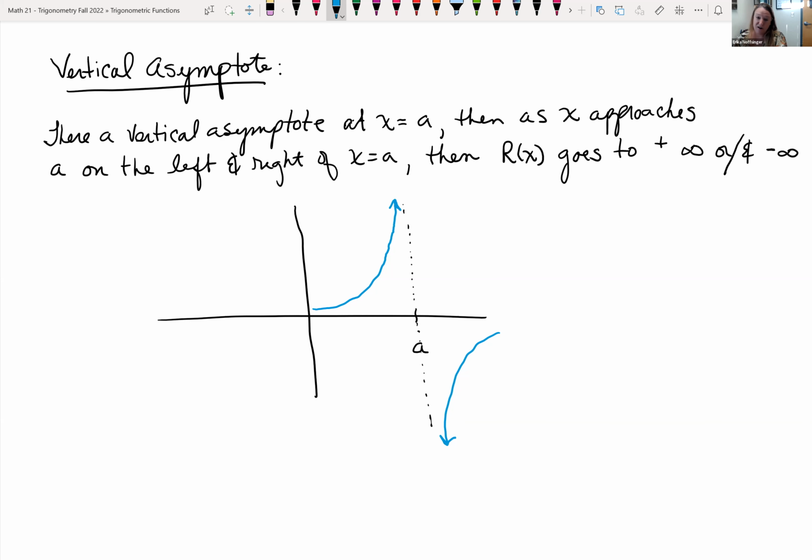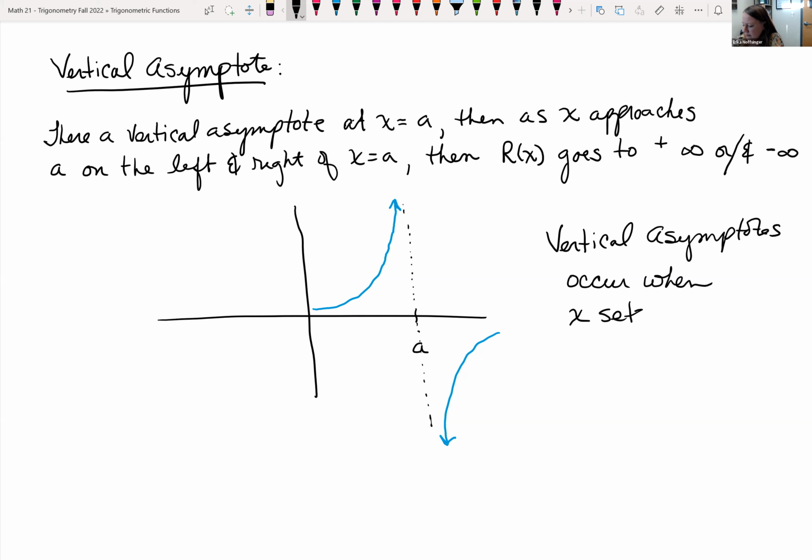Vertical asymptotes occur at values which set the denominator equal to 0, but not also the numerator. So vertical asymptotes occur when x sets the denominator equal to 0, but not also the numerator.